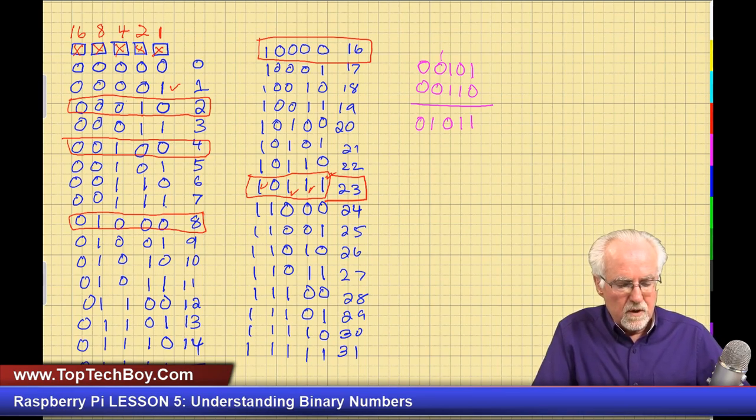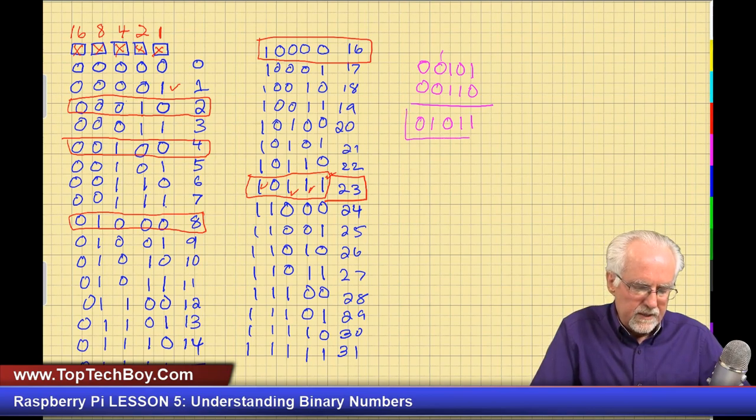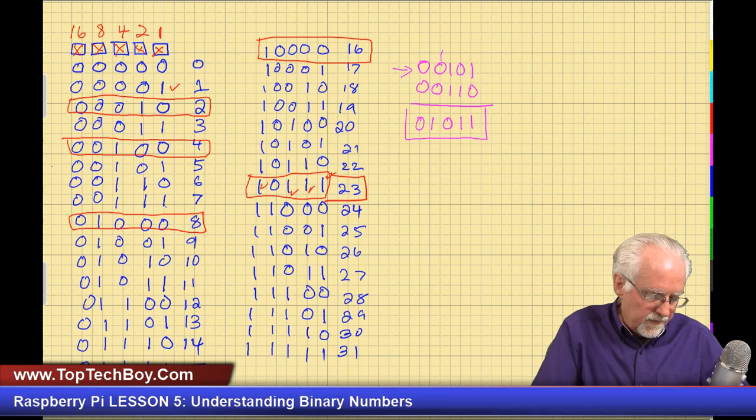Okay, so 00101 plus 00110 is what? It is 01011. Okay, so you see, I just did what? I just did addition with binary numbers. But is it right? Well, what was this first number, 00101? We can see here that that was the number 5. And then 00110, that is where? That is here. Okay. And that is what? That is the number 6.